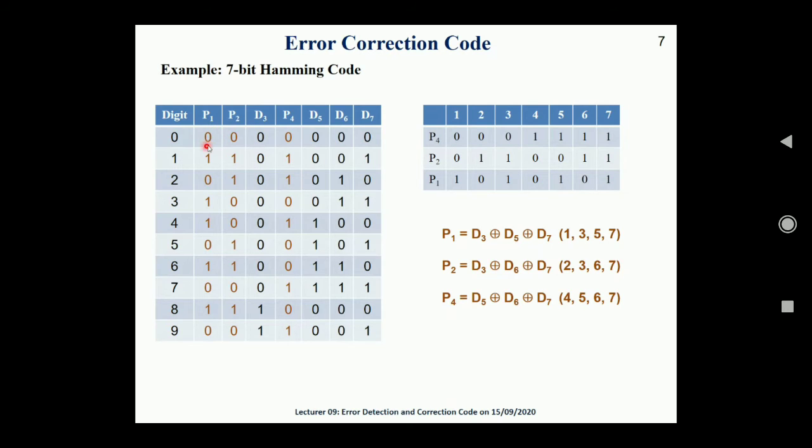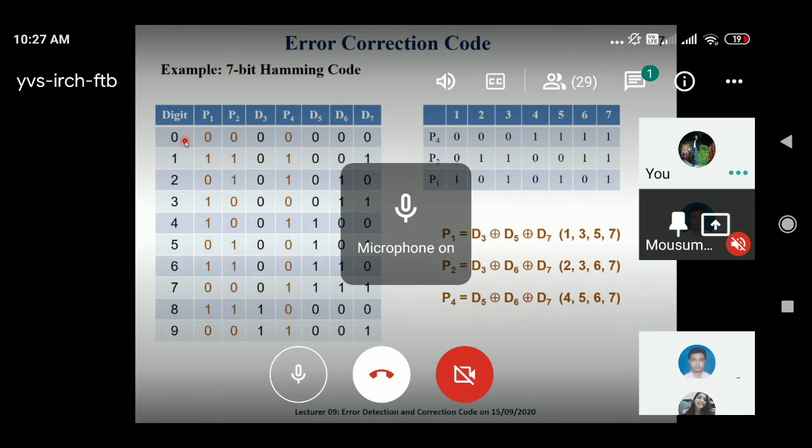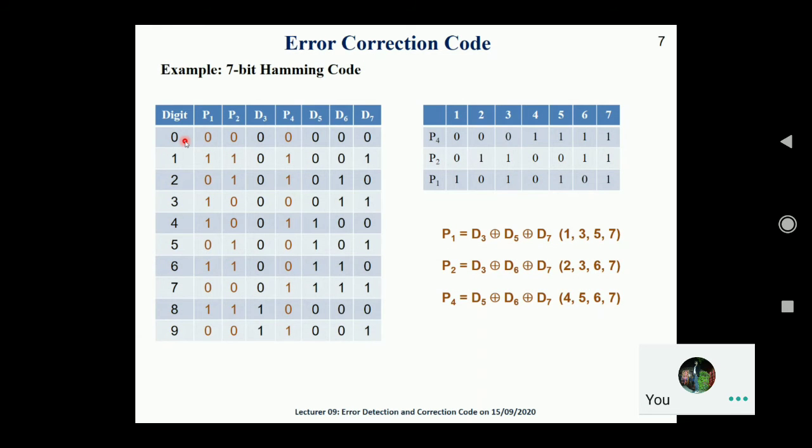Are you getting? Yes, sir. Getting or not? Yes, sir. You're getting, na? Any doubt? Till now, whatever we are discussing, you are getting or not? Yes, sir.